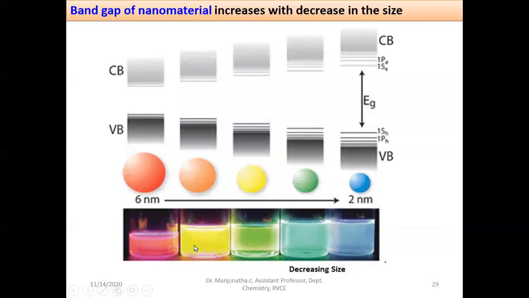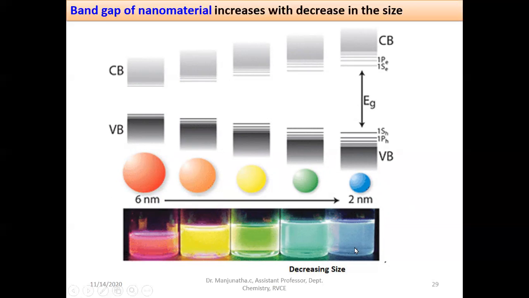You can see this is some nanomaterial. This is the band gap. Even from 6 nanometer to 2 nanometer, the band gap increases. The particle size decreases. These are all quantum dot structures, because they are less than 10 nanometer. So this is the band gap of this one.